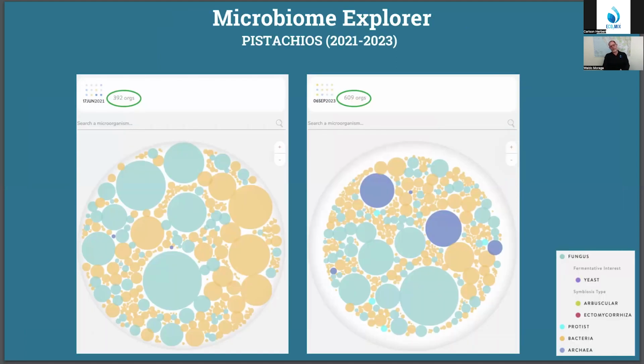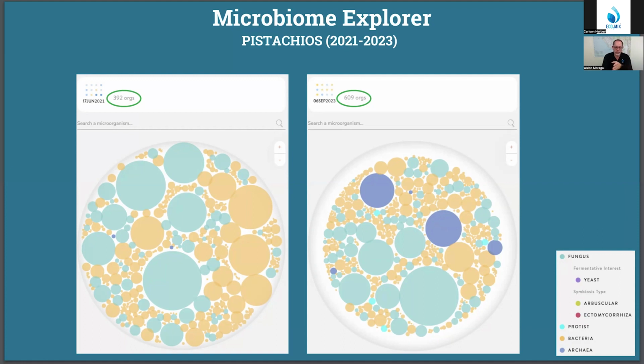The last comparison in this slide shows that the different types of bacteria, fungi, yeast, and others change after the sample. It's more diverse, with more microorganisms. If you look at the one on the left, it's 392 organisms, and the light blue are fungi, the tan are bacteria, and those purple dots are yeast, and there are others. Every one of these circles is a different species.